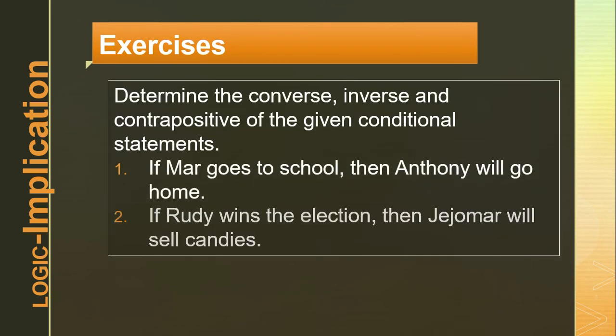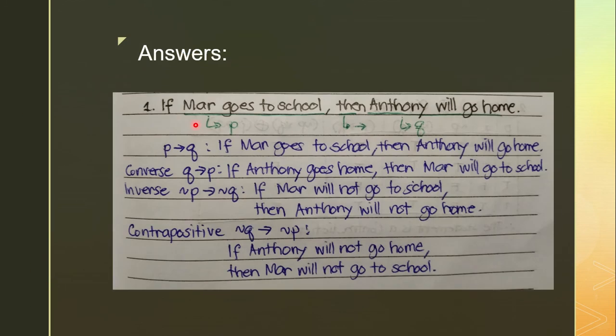So here's an example. If Mar goes to school, then Anthony will go home. Now suppose that these are propositions. This is now the solution. We denote P for the first statement, then Q for the second. Since we have the terms if and then, we'll use the symbol arrow. So the converse is Q implies P. Therefore, if Anthony goes home, then Mar will go to school.